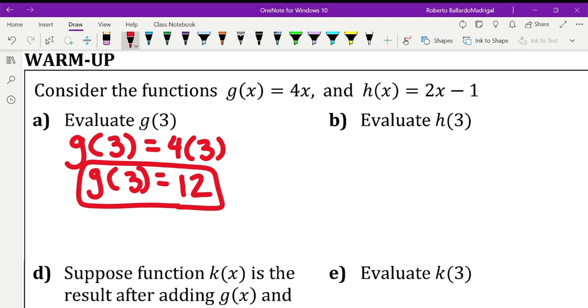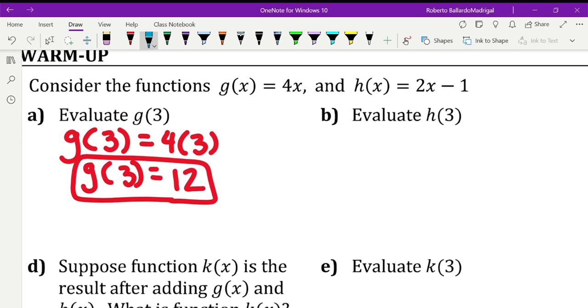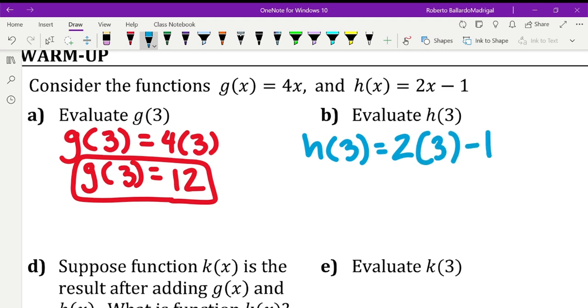All right, moving on to h of 3. What is the setup for h of 3? How am I going to write my setup for h of 3? Can I hear from Kieran? Excellent. Thank you very much.